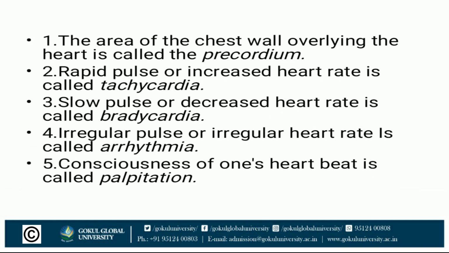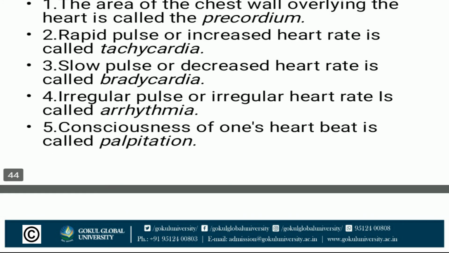The area of the chest wall overlying the heart is called the precordium. Rapid pulse or increased heart rate is called tachycardia. Slow pulse or decreased heart rate is bradycardia. Irregular pulse or irregular heart rate is called arrhythmia. Consciousness of one's heartbeat is called palpitation.